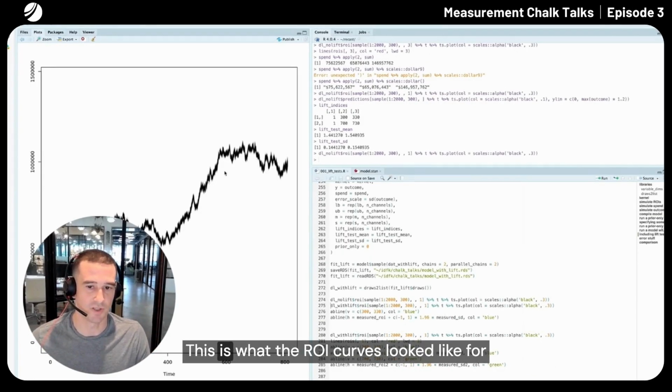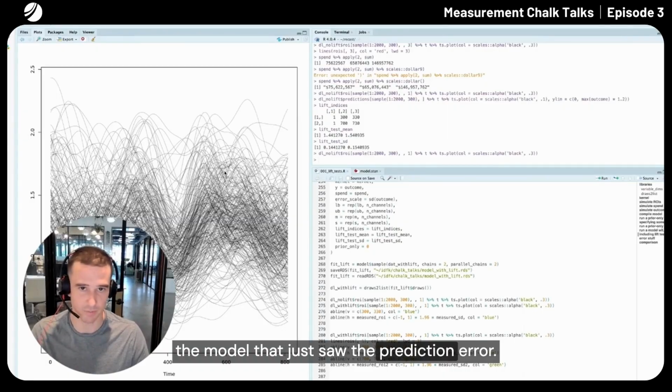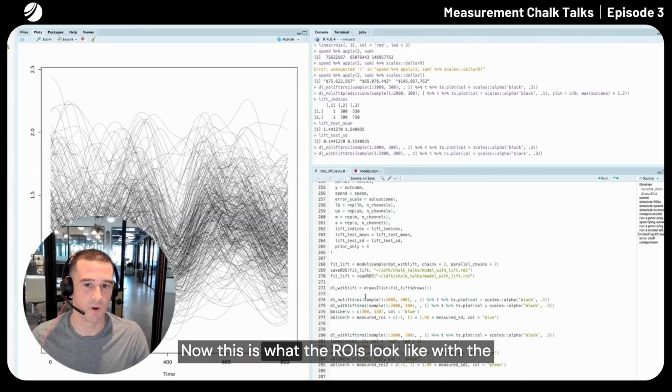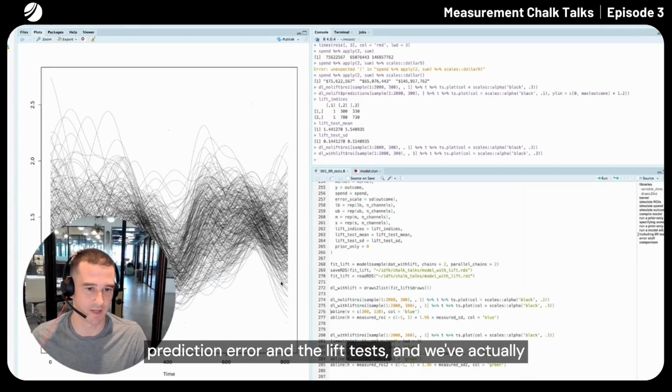Let me just show you, this is what the ROI curves looked like for the model that just saw the prediction error. Now, this is what the ROIs look like with the prediction error and the lift tests.